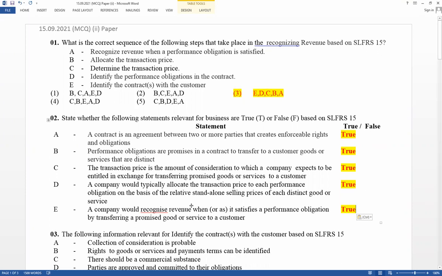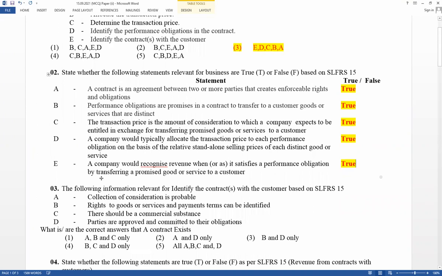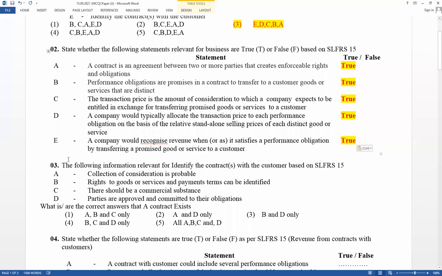Think 5-step model. Question number third one. Also very important. ඔන්න මේකත් දෙන්න පුළුවන් මේ පාර paper එකේ. The following information relevant for identify the contract with customer based on SLFRS 15. මේකත් ස්ටෑන්ඩ් එකේ පැහැදිලිව තියෙන පාර්ට් එක. Identify the contract with customer based on SLFRS 15.